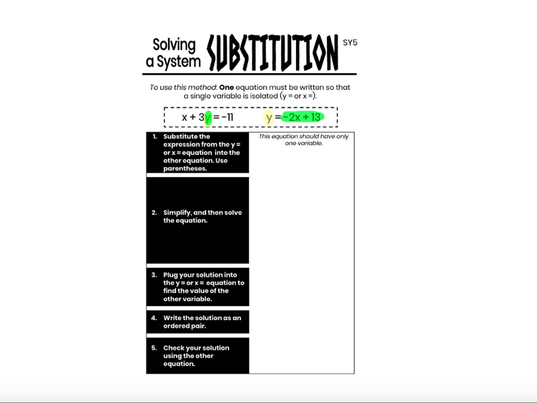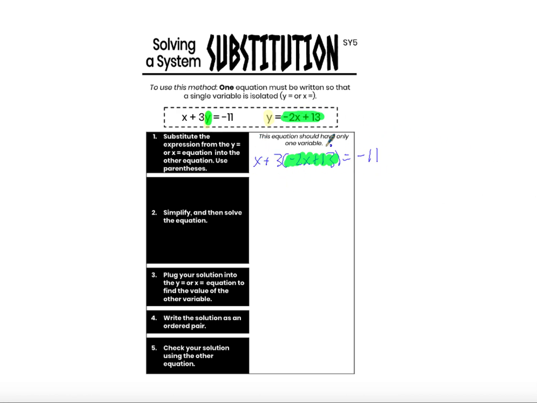That first step is the important step, the challenging step. Once you've done that, this method is great. So I'm not substituting anything in for x. I'm substituting this expression in for y. x plus 3 times negative 2x plus 13 equals negative 11. So if you see what I've done, I've taken this first equation and instead of that y here, I've substituted the variable y in for this whole expression.